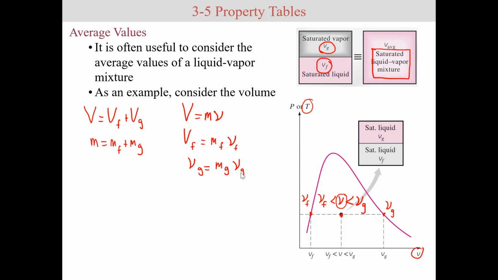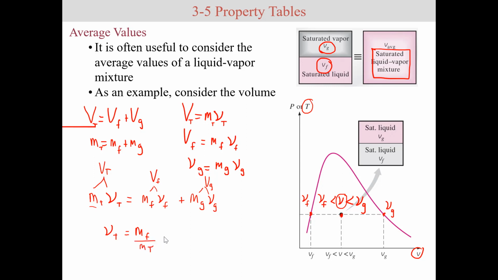All right, let's expand this. Total volume equals the total mass multiplied by the total specific volume, which equals the mass of liquid times the specific volume of saturated liquid, the volume of liquid, plus the mass of the vapor times the specific volume of the vapor, the volume of the vapor. I'm going to take this equation and simply divide by the total mass. So I get total specific volume is equal to the mass of the liquid divided by total mass times the specific volume of the liquid, plus the mass of the vapor divided by total mass times the specific volume of the vapor.